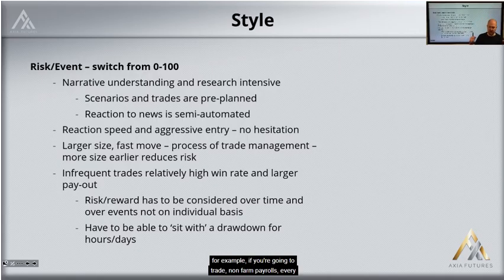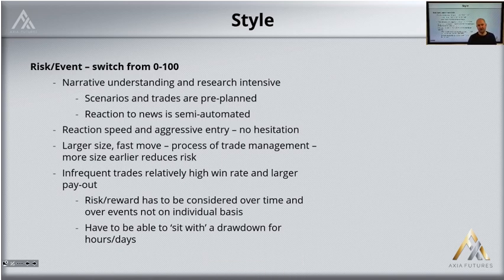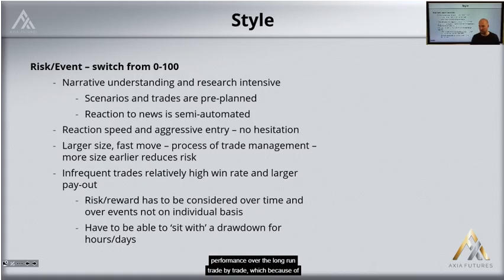Take, for example, if you're going to trade non-farm payrolls every month, there's 12 iterations of that a year. Now, at the end of the year, you may well have been profitable on 9 of those 12. But out of the first 3, you may have only profited on 1. So you have to sit for the first quarter knowing that you're actually down. And that's something that can be quite difficult to hold on to. And you've got to view your performance over the long run, trade by trade, which, because of the gaps between opportunities, does mean that you have to sit with and maintain the conviction that this style will pay you in the long run.